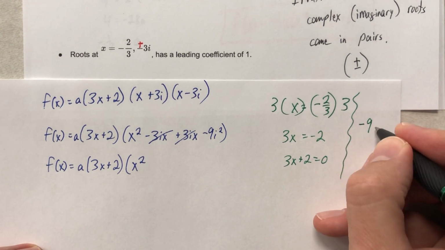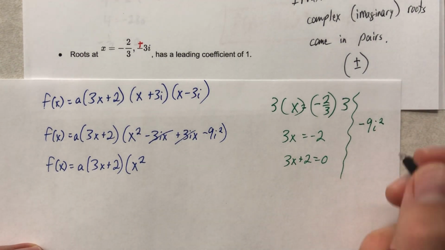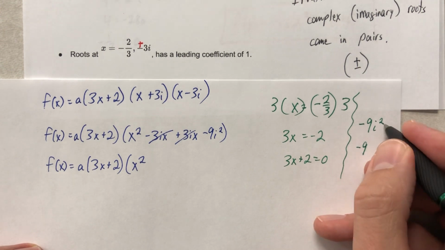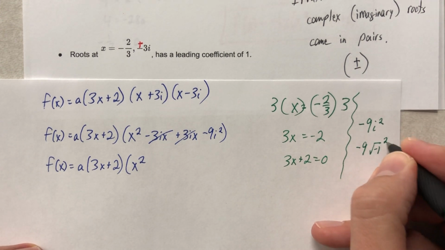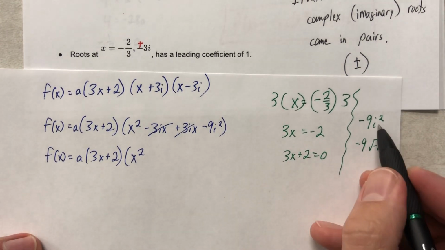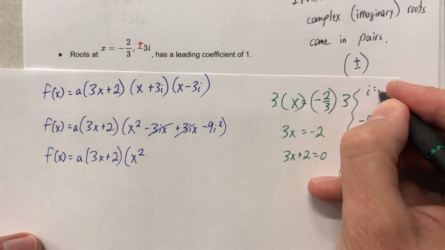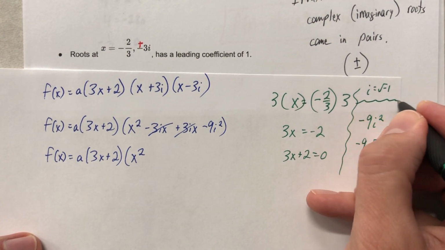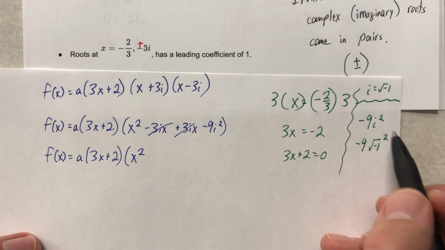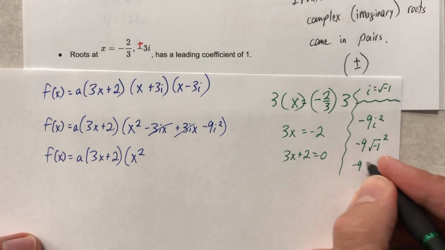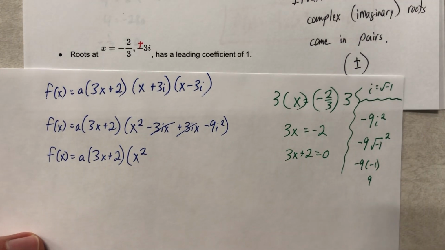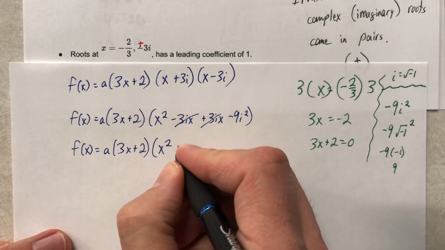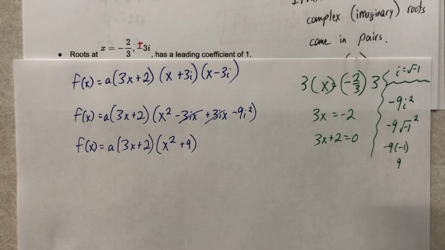I'm going to go ahead and tell you what it is. If I had negative 9 times i squared, well, i is the square root of negative 1. Okay, i is the square root of negative 1, just good to know. But if I square it, then I have lifted the radical off, so I have negative 9 times negative 1, which gives me 9. So what I really have here is plus 9. Okay?